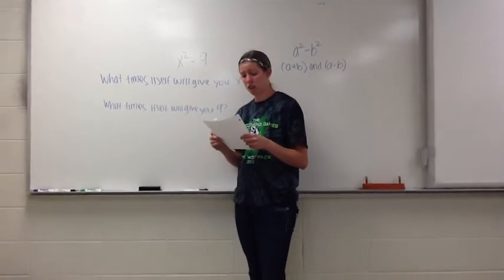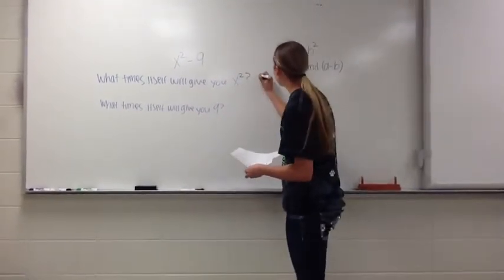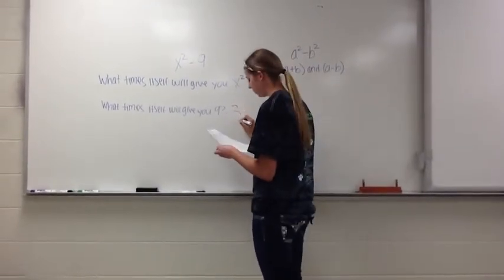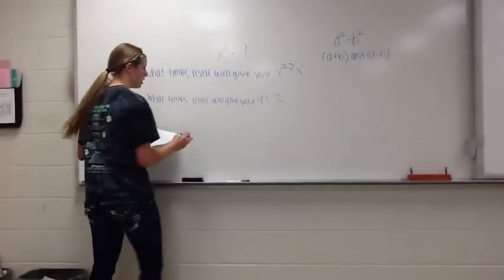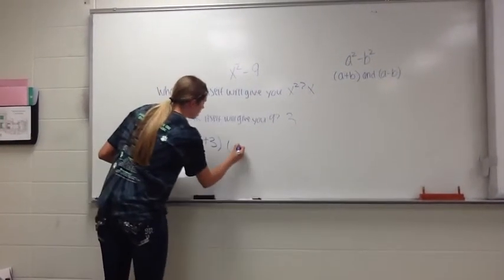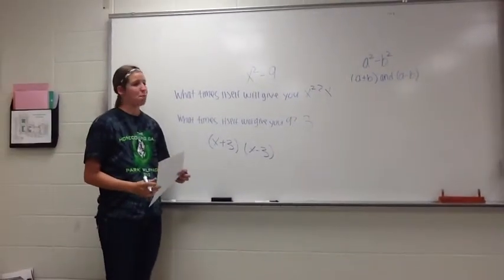So you have 2 questions to ask yourself. What times itself will give you x squared? And the answer is x. And what times itself will give you 9? The answer is 3. So the factors are x plus 3 and x minus 3. And there's your answer. Now back to Tony to tell you what's next.